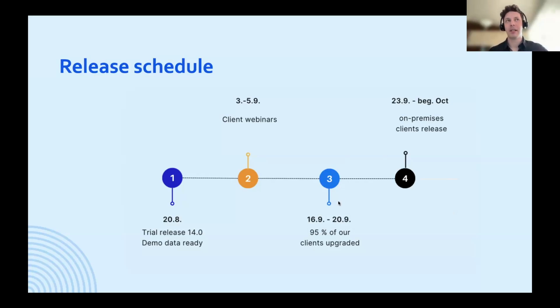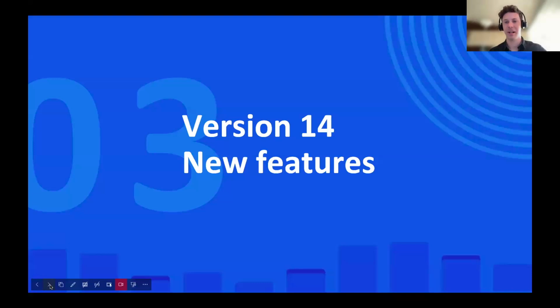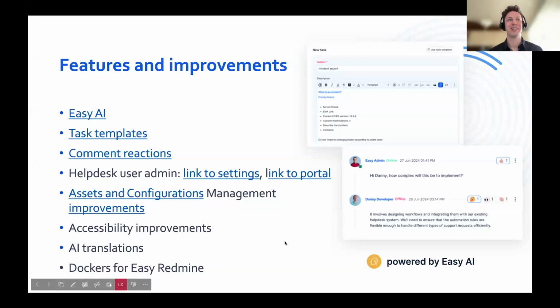Okay, that's it about the release schedule. I would like to now tell you a little bit more about the new features that are coming in version 14. And there's quite a lot of them. So I'll try to be brief and give a good overview of each of them. The biggest feature that you will see this year is called Easy AI. Now, Easy AI is an umbrella term. It actually includes in itself quite a lot of different features.